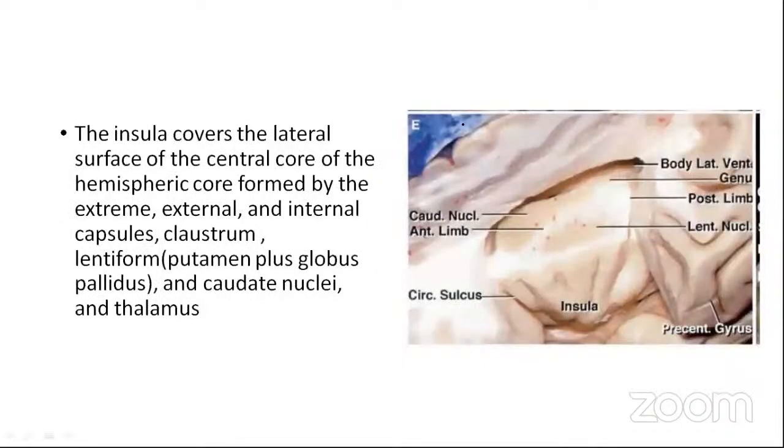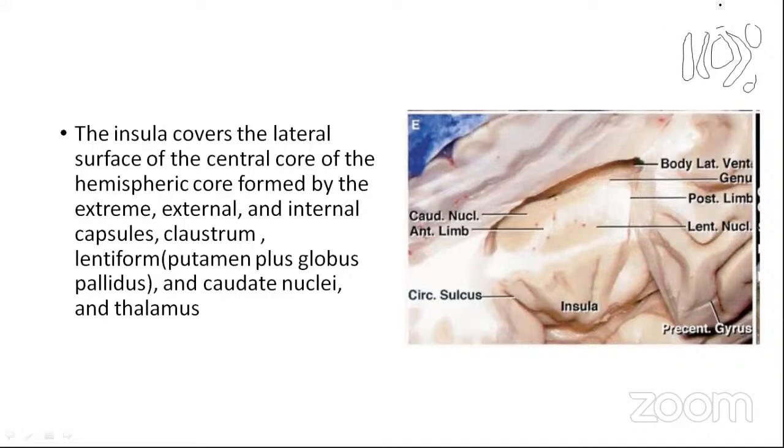The insula covers the lateral surface of the central core of the hemisphere, formed by the extreme and external capsule, internal capsule, claustrum, lentiform nucleus, caudate nucleus and thalamus. As we previously saw in a diagram in the previous lecture, the central core is formed by the internal capsule and the caudate nucleus, and then the putamen and globus pallidus, the lentiform nucleus. Laterally they have the external capsule, then an area called the claustrum, then the extreme capsule, and then the insula.